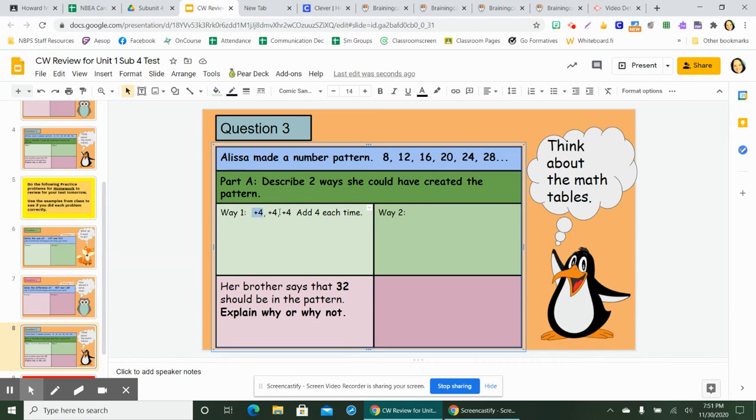So basically that is how I'm solving this one, is I'm adding 4. So each time, add 4. 28 plus 4, the next number plus 4. And I could go on forever and ever.